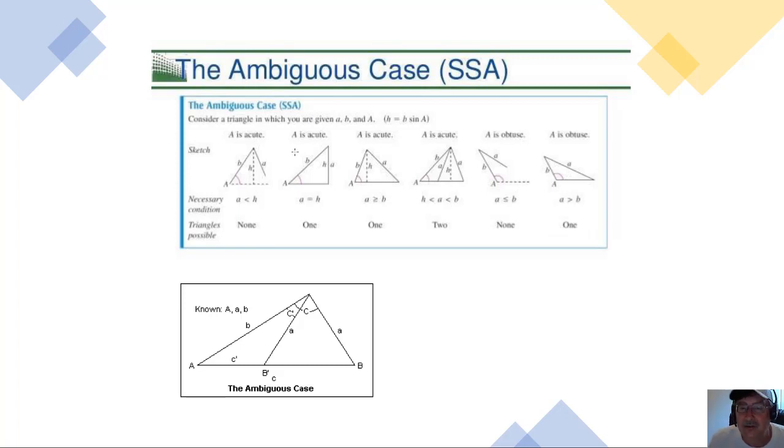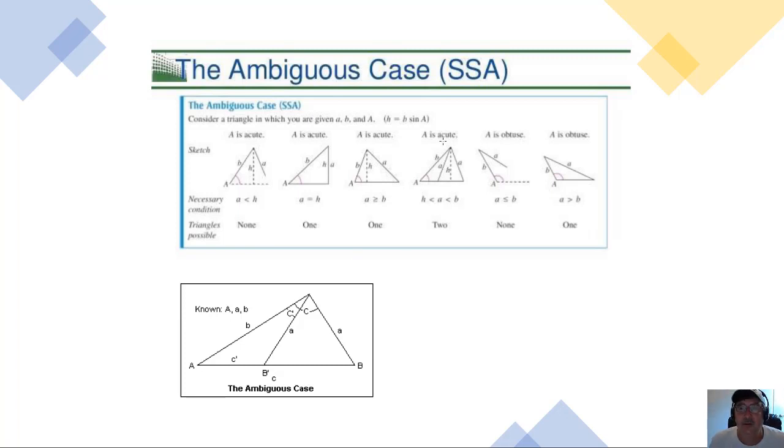Now they do have some exercises in your homework about this, but what we're going to do is this one that has 2 sets of solutions. This is the absolute worst one that someone could give you. And this is the case where you have the height here. The height is less than side A, which is less than side B. You will get not 1, but 2 sets of answers here.